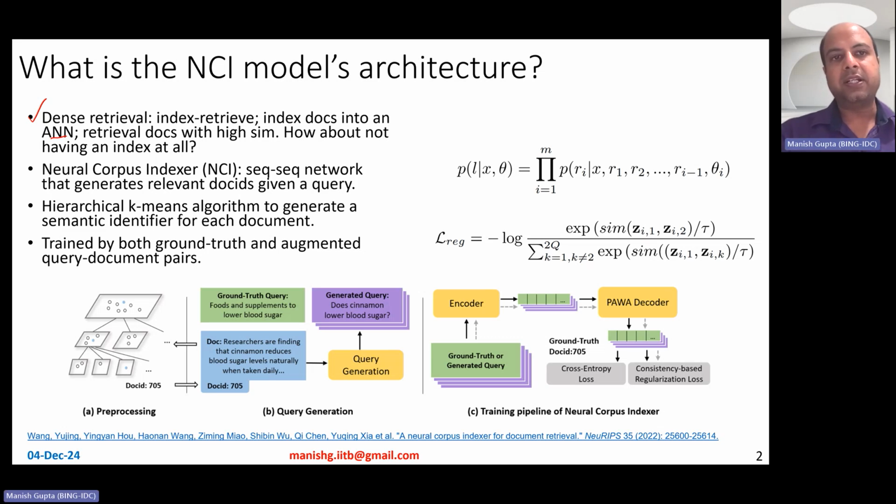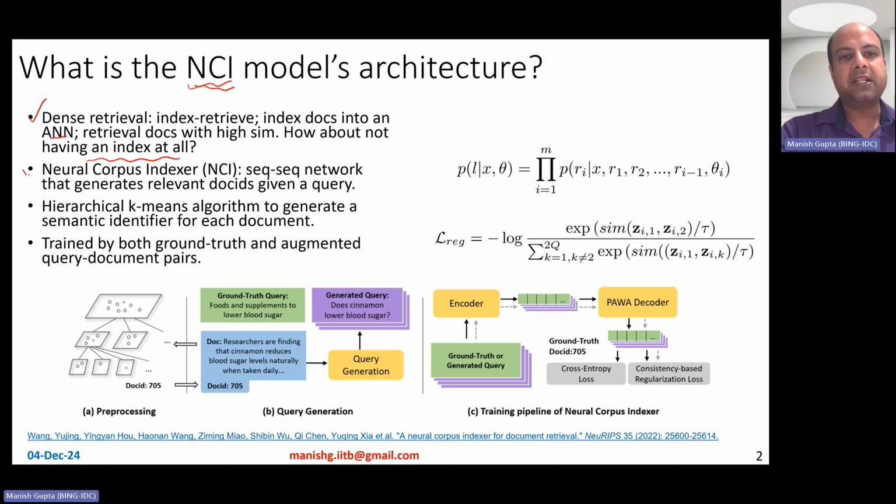Now, NCI actually asks an interesting question. How about not having an index at all? Or how about actually using a large language model as an index by itself? And that is why it's called Neural Corpus Indexer. So it basically uses a model to act as an index in that sense.